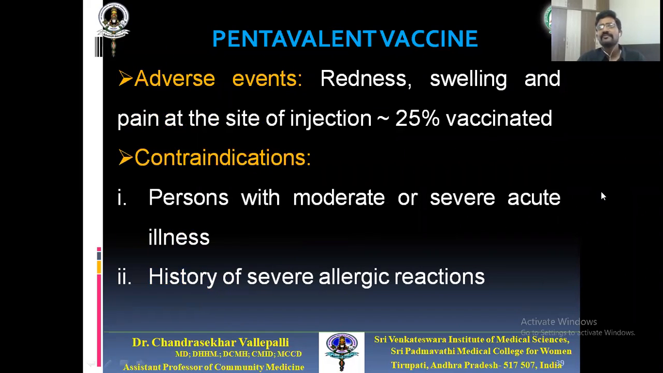Different adverse events after injections, like redness, swelling, and pain at the injection site, we generally see in 25% of individuals who are vaccinated. And different contraindications include persons with moderate or severe acute illness, right? And also, if there is a history of severe allergic reactions, these are also contraindications. In these cases, we will not give the pentavalent vaccine.